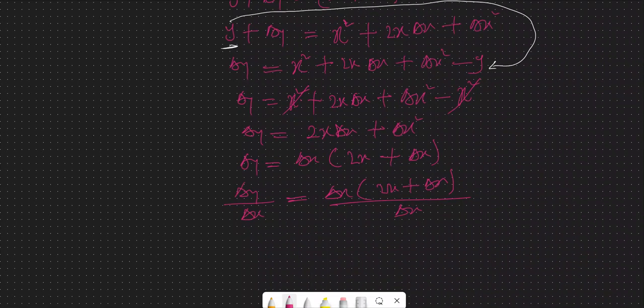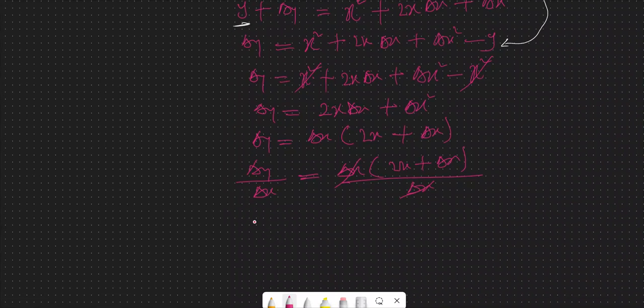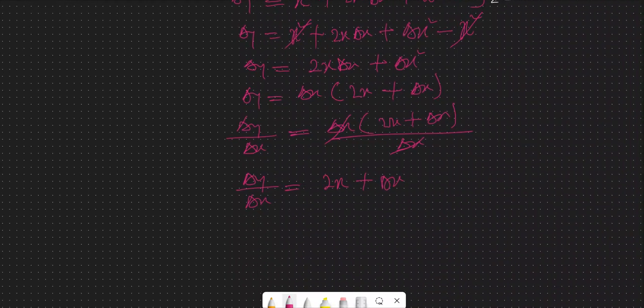Good. This changing x crosses this changing x, so we have changing y over changing x equals 2x plus changing x. So we can take the limit of both sides: the limit of changing y over changing x as changing x approaches 0 equals the limit of 2x plus changing x as changing x approaches 0.